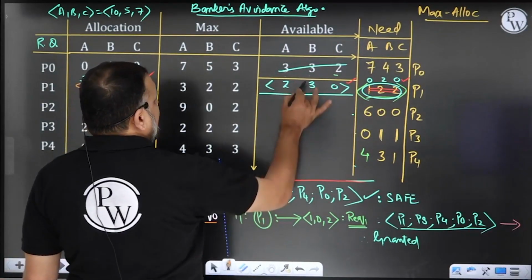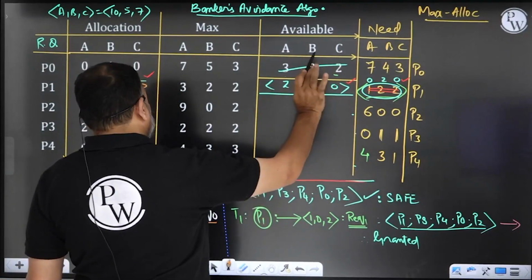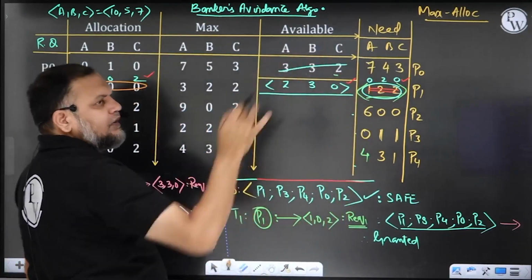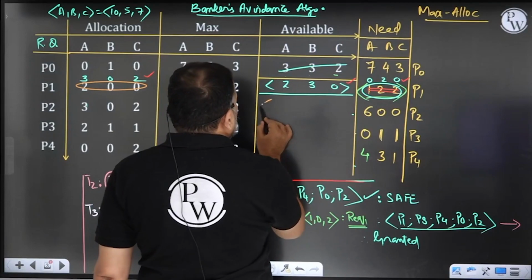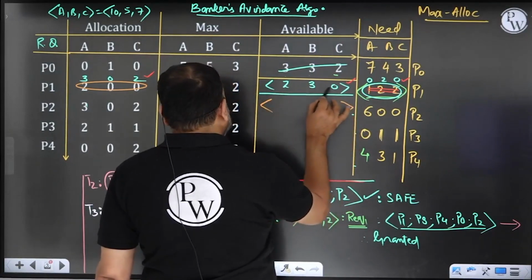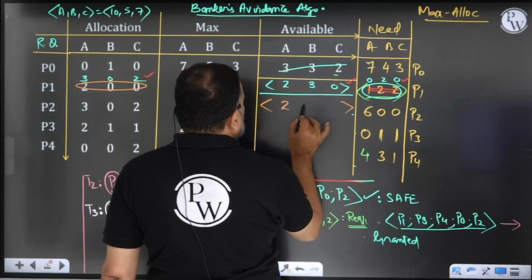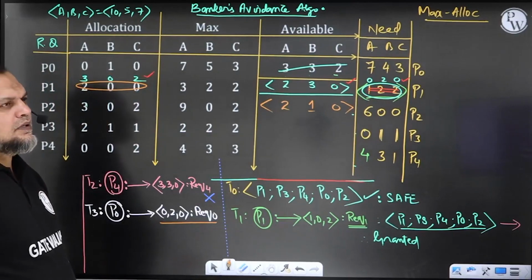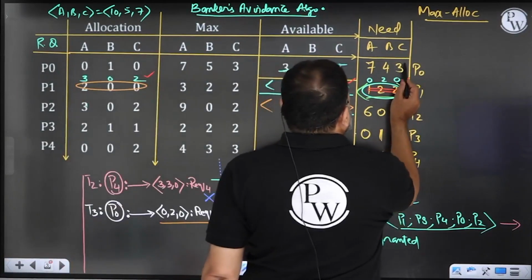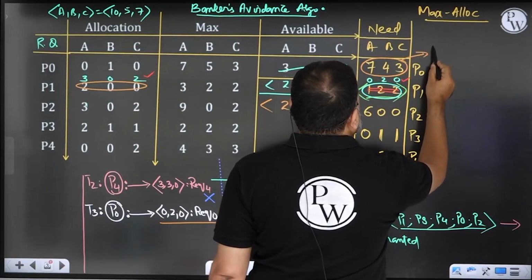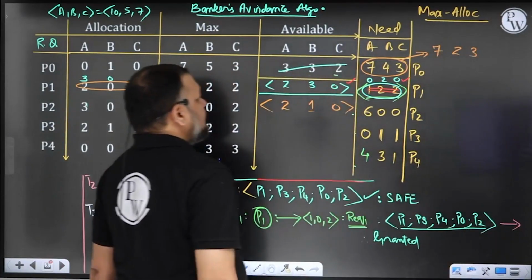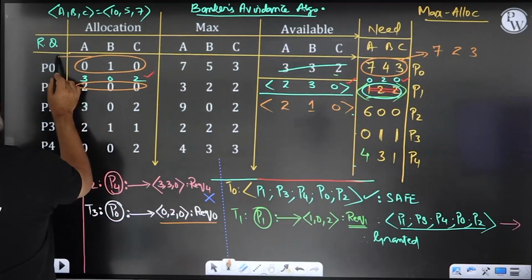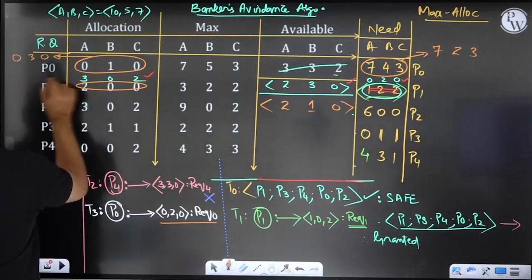020 is less than or equal to the available 230, yes. 020 is less than the need of the process, yes. Now we assume to have satisfied the request. When I assume that, my new available will become 230 minus 020, which is 210. Correct? And what will the new need of the process P0 become? I will write here, it will become 723. And the new allocation of P0 will become 030. I will write it here. 030. These are the changes.